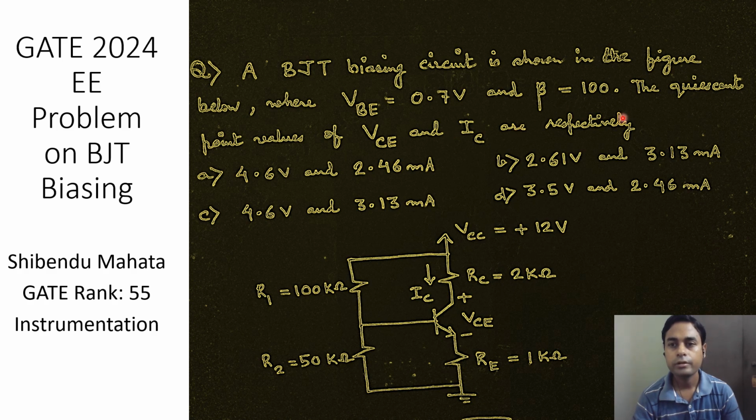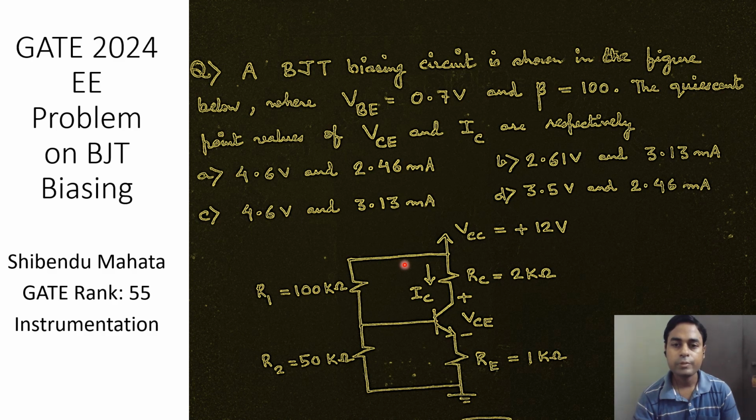to 100. The quiescent point values of VCE and IC are respectively: option A, 4.6 volt and 2.46 milliampere; option B, 2.61 volt and 3.13 milliampere; option C, 4.6 volt and 3.13 milliampere; and option D is 3.5 volt and 2.46 milliampere. And this is the corresponding circuit.